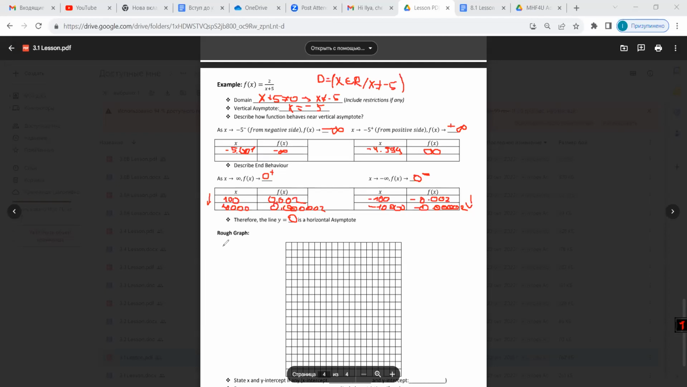In order to sketch a proper graph, we also have to find the y-intercept. How to do it? Substitute x for 0. When x equals 0, f of x equals 2/5. This would be our y-intercept. Keep in mind that this function has no x-intercept because y does not equal 0. This is our horizontal asymptote. So what we're going to do, we're going to sketch the coordinate axes.